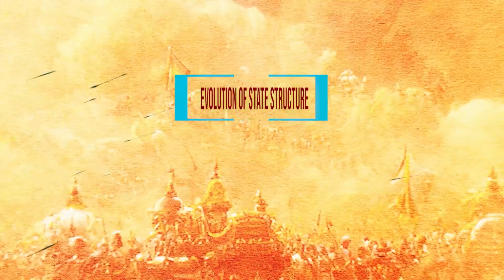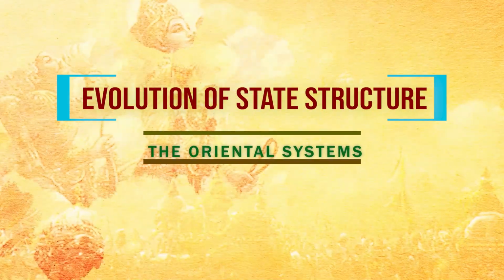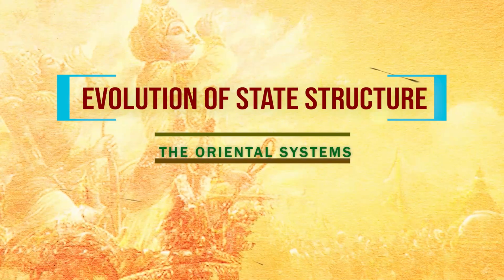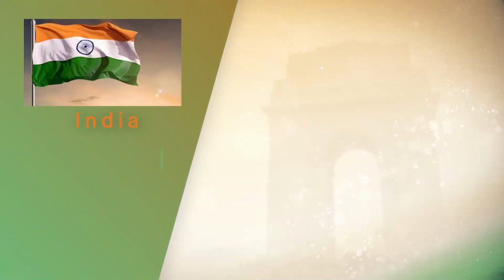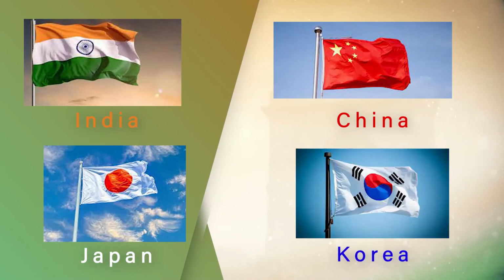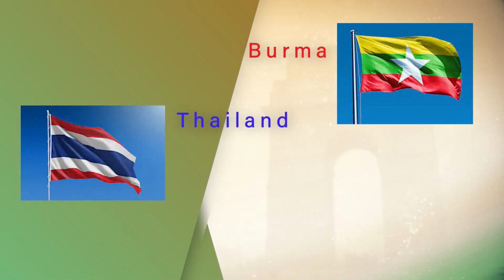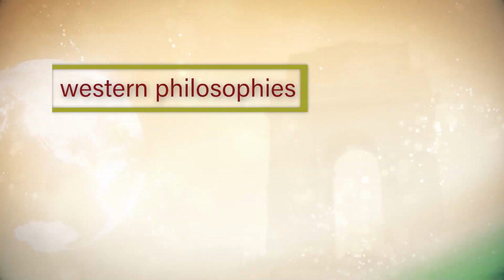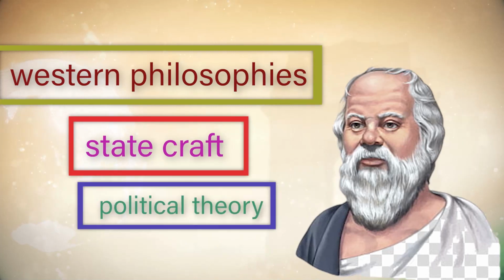Today our topic is Evolution of State Structure, the Oriental Systems. We know India is the birthplace of the so-called Oriental system. Oriental system means which we can also call the saffron world. Includes India, China, Japan, Korea, Thailand, Burma, Sri Lanka, etc. These systems are totally different from what we know about the Western philosophies of statecraft and political theory. That's why we will begin with India.